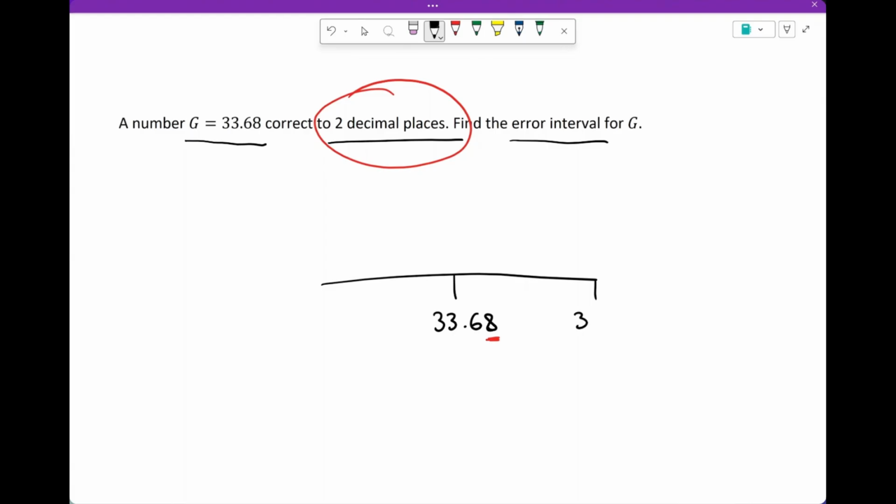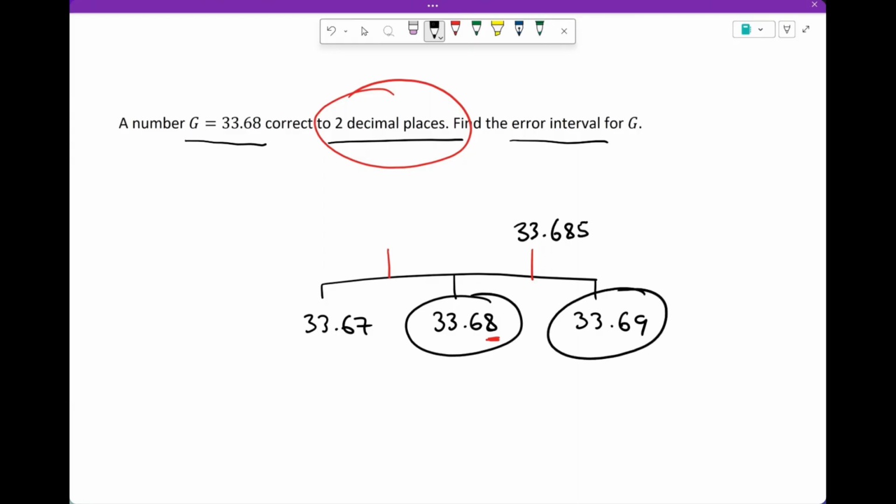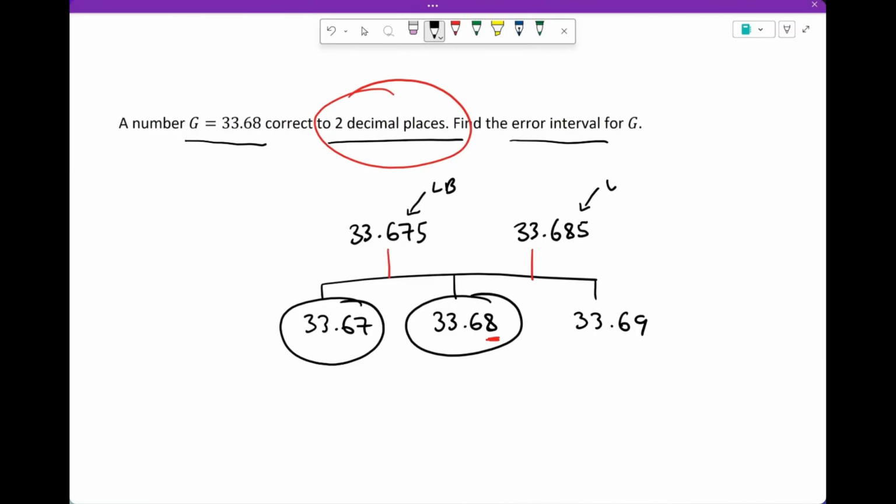So that gives me 33.69. And then we're going to subtract 1 from that place value to get 33.67. Then our midpoints will be our upper and lower bounds. So this is my upper bound. This is my lower bound. So my upper bound would be 33.685. That's the midpoint between this number here and this number here. Now let's do the midpoint between the other two numbers to get my lower bound. So that would be 33.675. So that's my lower bound. And then this here is my upper bound.